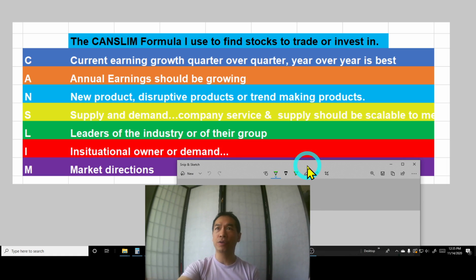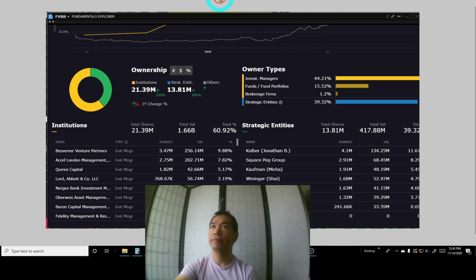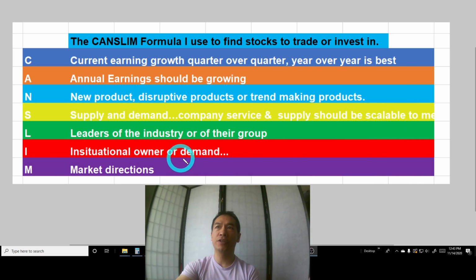Does Fiverr have institutional demand? Let me see. Let me check. So here it is. Fiverr institutional ownership. Look how much these guys own. Look, this guy, Bessemer Venture Partners, 256 million worth. Another one, Alson London Management, 202 million worth. And there are a bunch of others, okay? So basically, it fits institutional demand.